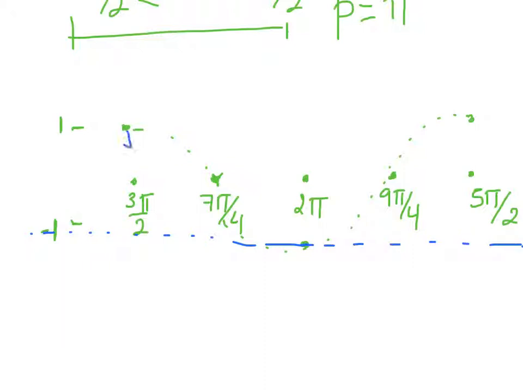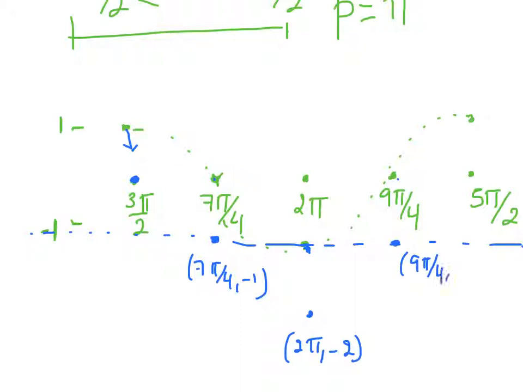If this point were to drop by 1 unit, the ordered pair will be 3 pi over 2, 0. If this were to drop by 1, it becomes 7 pi over 4, -1. This point right here was 2 pi and -1. If you drop it by 1, it will become 2 pi, -2. This one is going to drop by 1 unit. It will become 9 pi over 4, -1. And finally, this point, drop it by 1. It will be 5 pi over 2, 0. My final graph should look something like this.